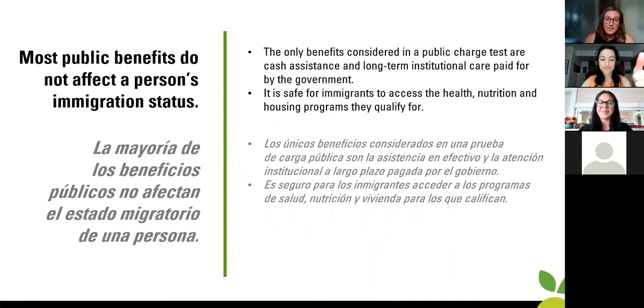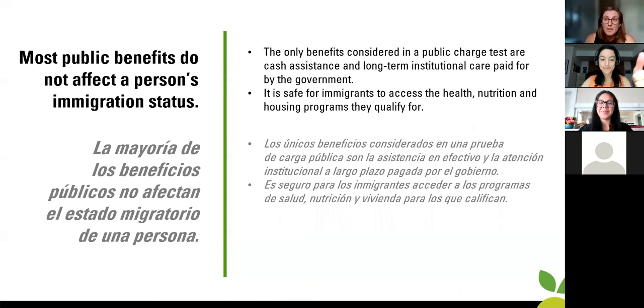Most public benefits do not affect a person's immigration status. And the next benefits are not considered in a decision of public charge, and those are programs with care, housing, including SNAP, WIC, school food programs, cash payments for a particular purpose, for example, energy assistance or childcare. That's not part of public charge.